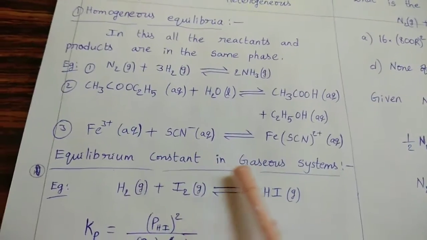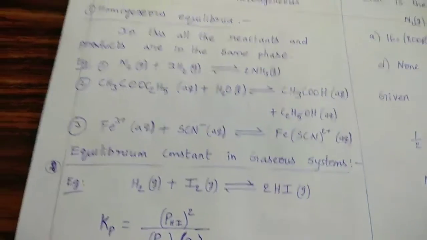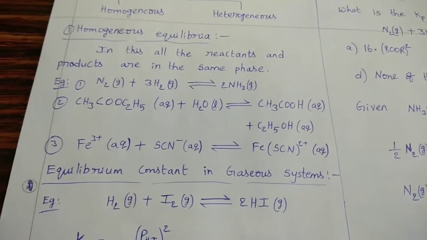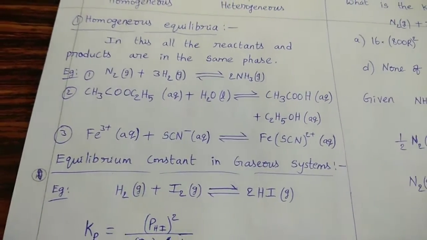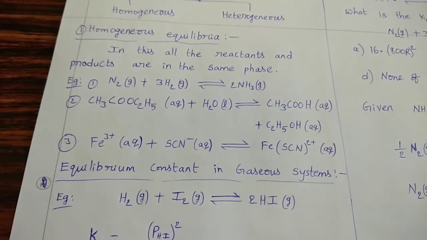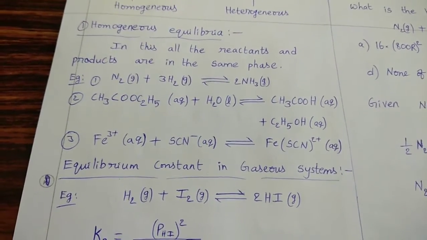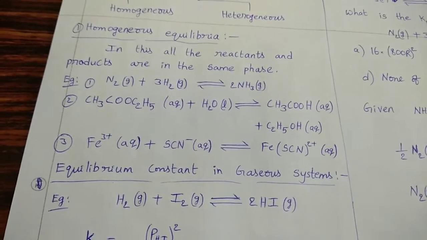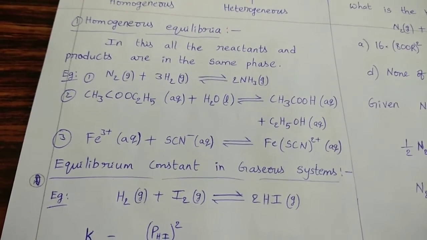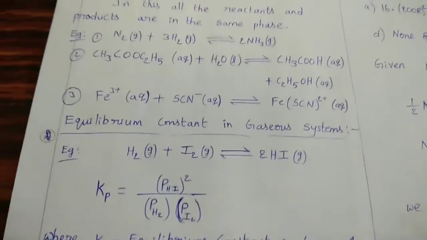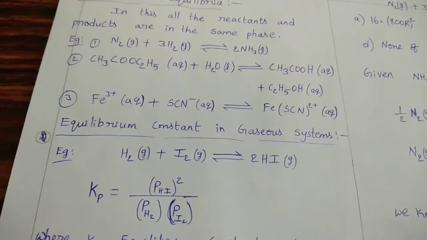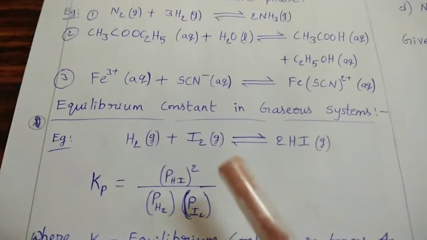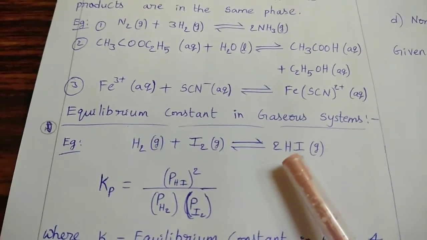Now, equilibrium constant in gaseous systems. That means for a gaseous reaction, if we want to write the equilibrium constant, there are two possibilities. Kc means equilibrium constant in terms of molar concentrations, and Kp is the equilibrium constant in terms of partial pressures of products and reactants. See this reaction, H2 plus I2 gives rise to 2HI.